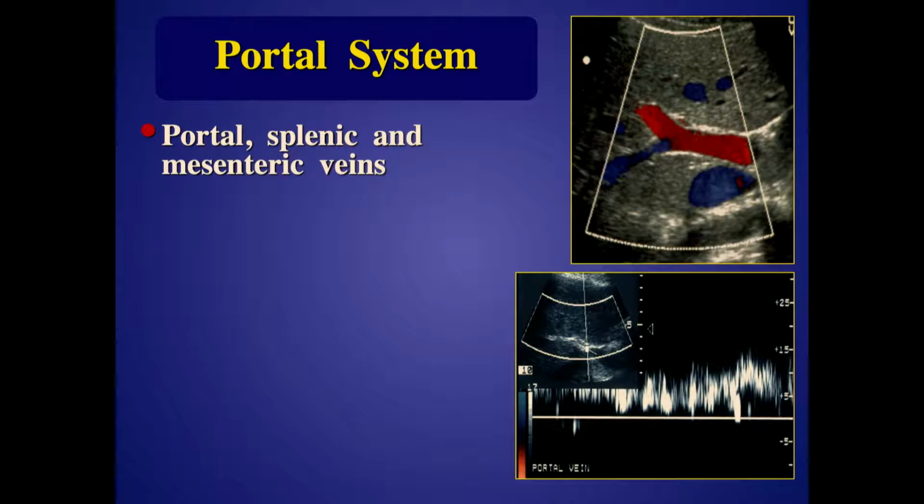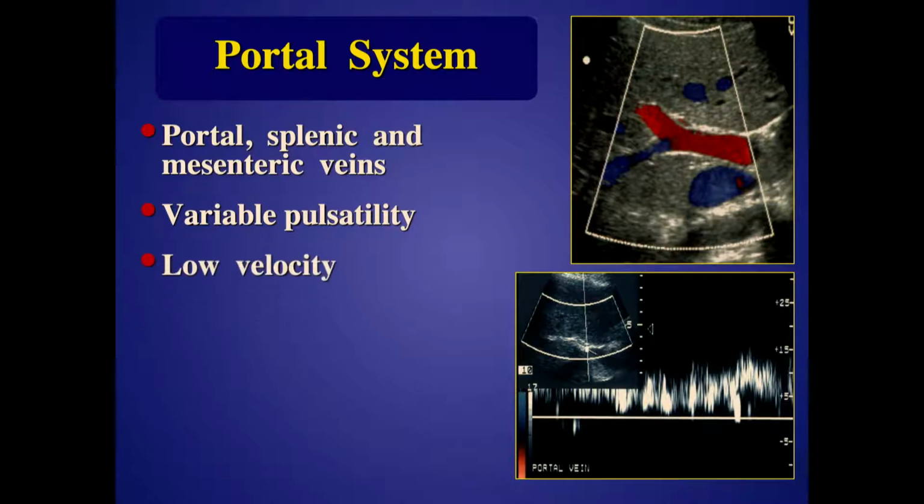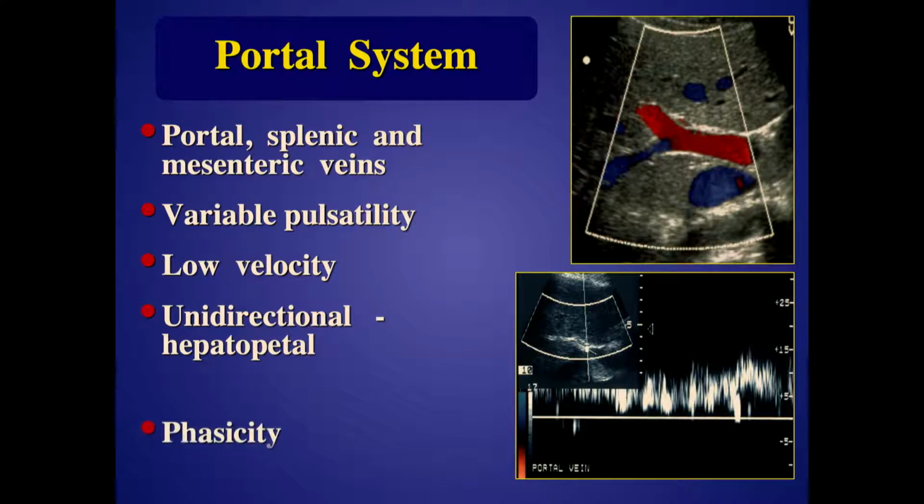So when we evaluate the portal system, obviously that includes the splenic and the mesenteric veins, and no matter where we sample in the portal system, we should have that same low velocity undulating pattern. We say it's variable pulsatility, but relatively low velocity. And that blood flow should be in one direction, toward the liver. Shouldn't be reversed, shouldn't be biphasic, one direction. But it should maintain that change in velocity over time, what we call phasicity.